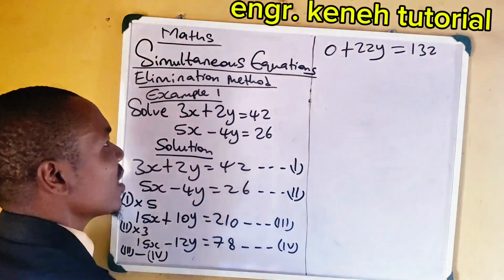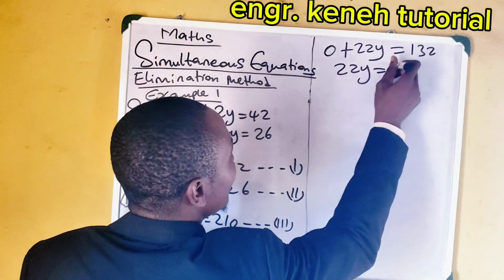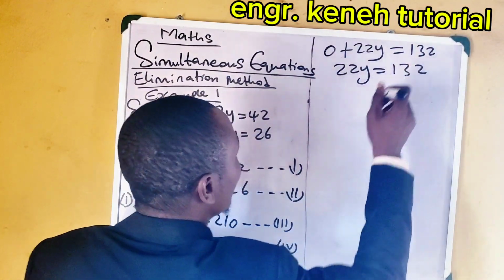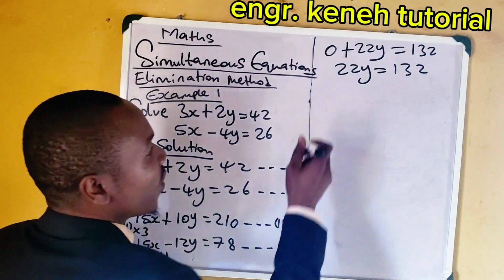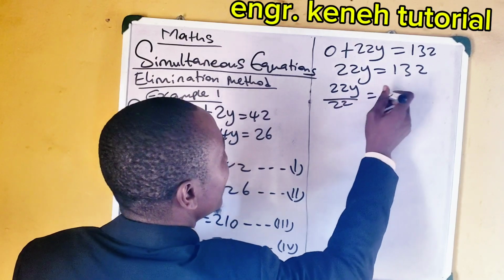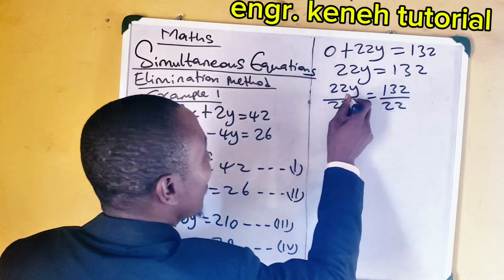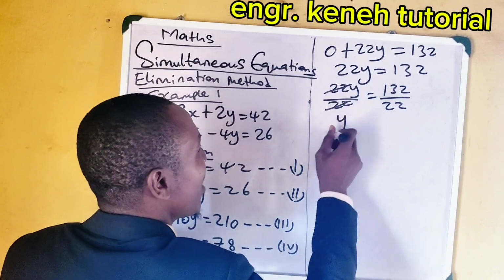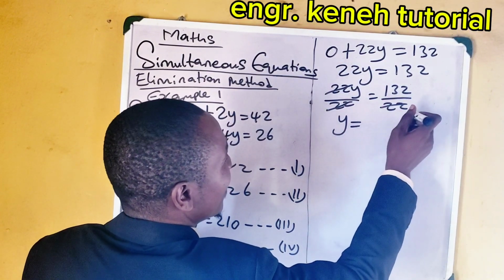Alright. Anything plus 0 will give us that thing. That means that what we have here is 22y is equals to 132. Alright, at this point, we divide both sides by the coefficient of y, which is 22. We have 22y over 22 is equals to this over 22, like this. I'll cancel this, cancel that. I'll have that y is equals to, what can divide? 11 can divide this, you have 2.